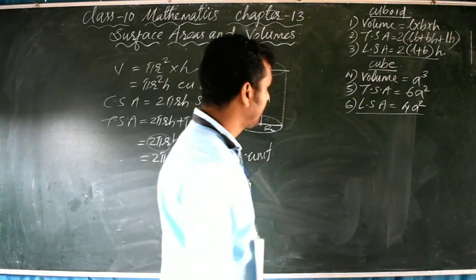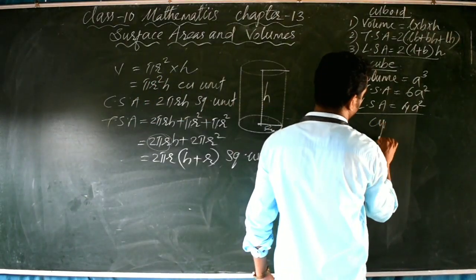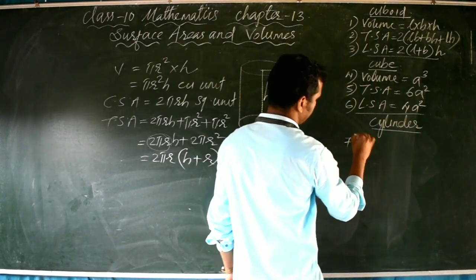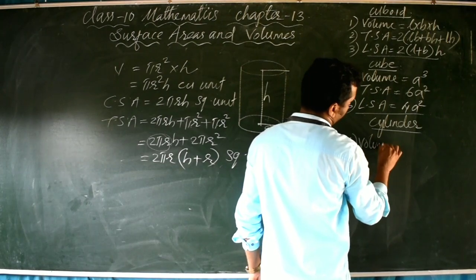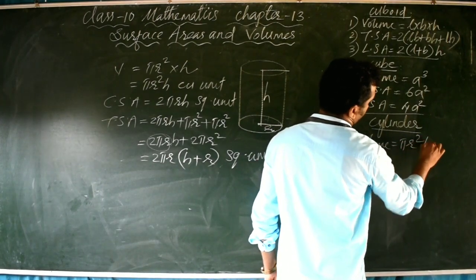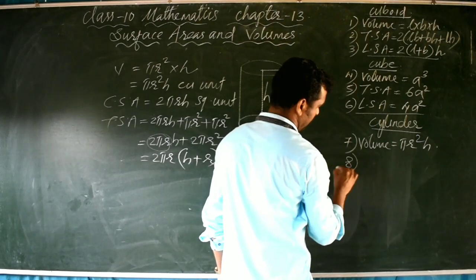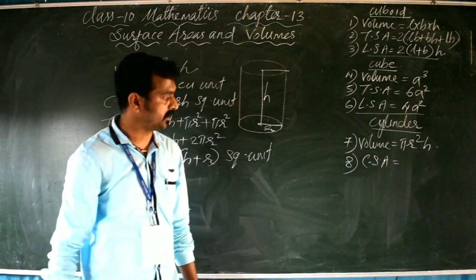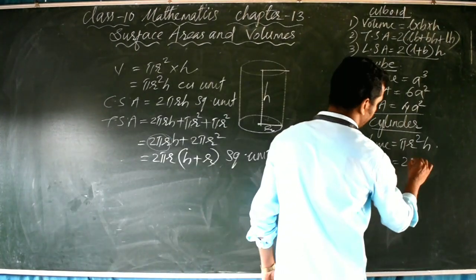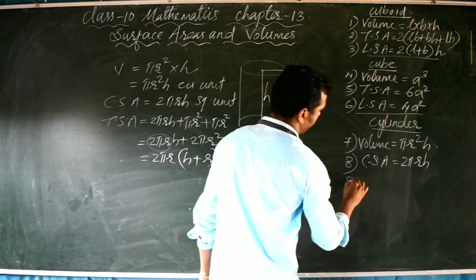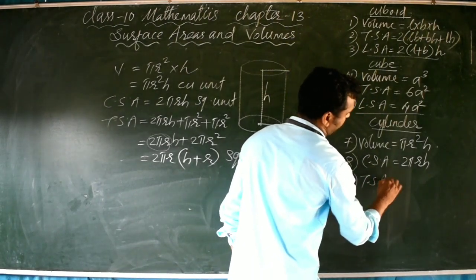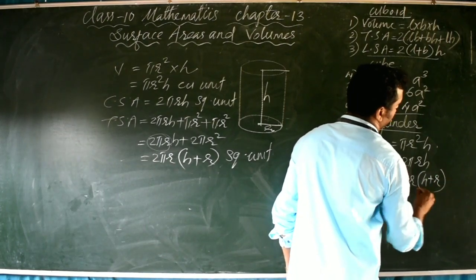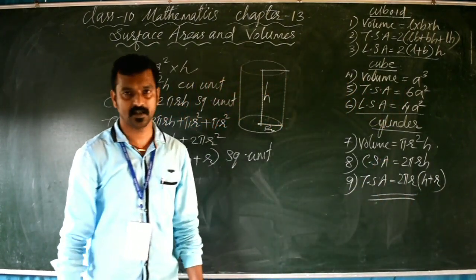So now, for the cylinder, you can write it here. A cylinder. 7. Volume of a cylinder is equal to, what is the formula? Pi r square h. 8. Curved surface area of a cylinder, we will write CSA. Curved surface area of a cylinder, that is 2 pi rh. Now the 9th one is total surface area of a cylinder is equal to 2 pi r into h plus r.